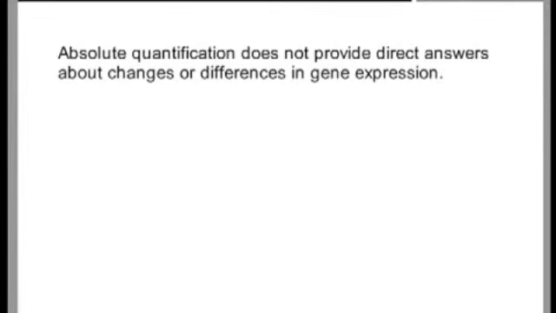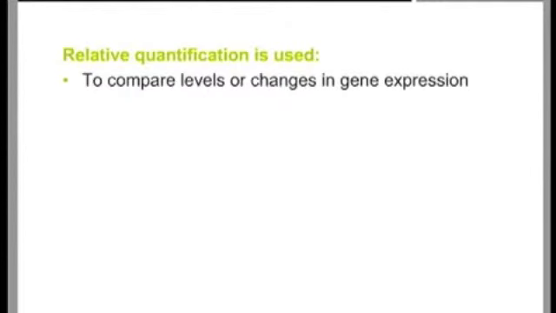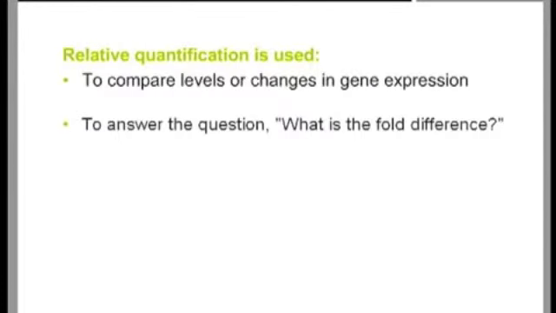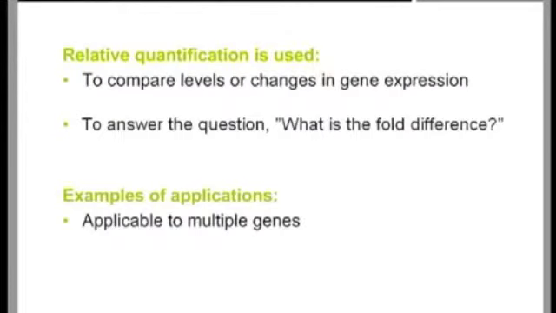Absolute quantification answers the question, how many? However, it does not provide direct answers about changes or differences in gene expression. Relative quantification is used to compare changes in gene expression, where the question asked is, what is the fold difference? How much is gene A expressed here rather than there? This type of analysis can compare expression of multiple genes, and it is usually performed with more than one gene. Almost anyone interested in gene expression and regulation is interested in relative quantification methods.